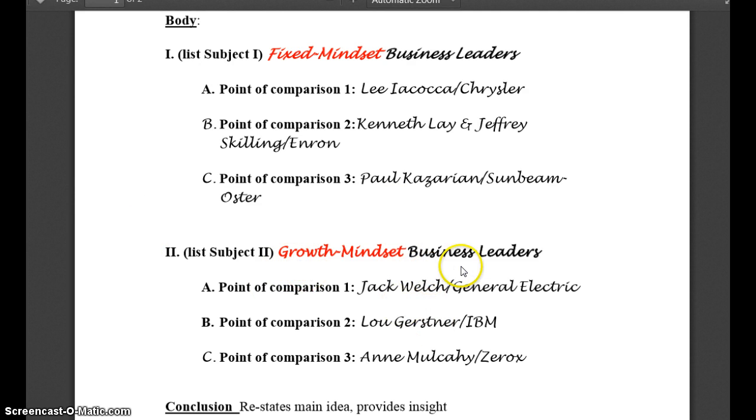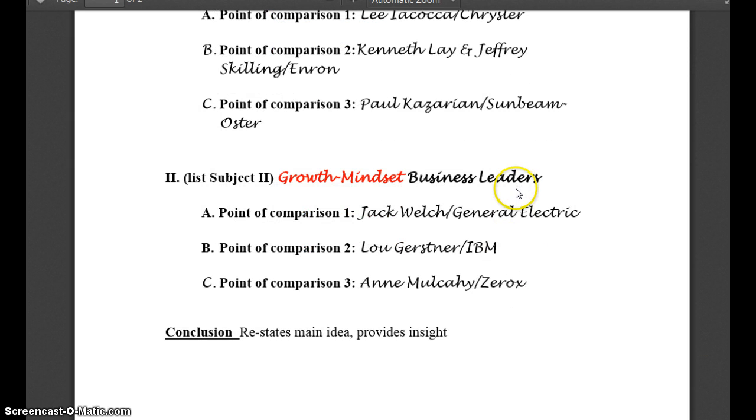Second subject, growth mindset business leaders. Once again, to develop this paragraph, you are looking for 3 specific examples of growth mindset business leaders. I have pulled to put in this outline Jack Welch, Lou Gerstner, and Anne Mulcahy. You can use those 3 if that helps you structure your paper. You can just follow this outline exactly, or maybe you have read in that section about some other leaders that you're fascinated by, so you can use other examples. That's fine. So those are the 2 examples of specific compare-contrast outlines.